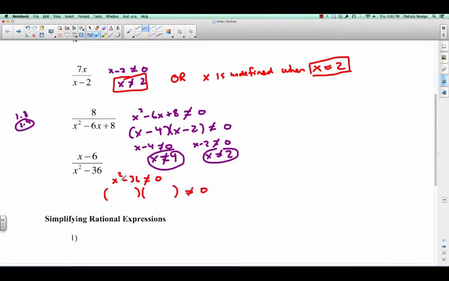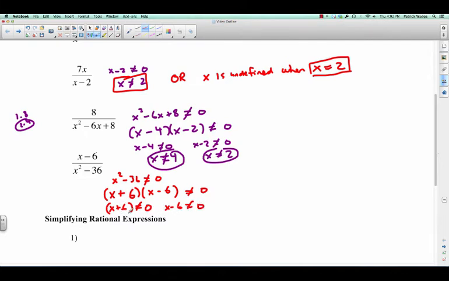So if it's a difference of squares, what times itself equals x squared? x. What times itself equals 36? 6. Make one positive and one negative. Doesn't matter the order. I'll do it like this. So either x plus 6 is equal to 0, and we don't want that, or x minus 6 is equal to 0, and we don't want that. So we solve both of those. Not sure why I put that in brackets.